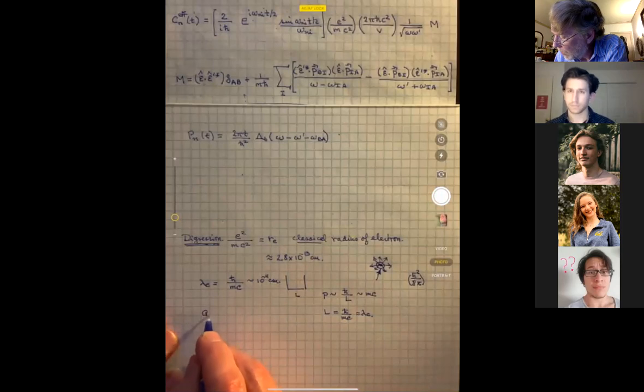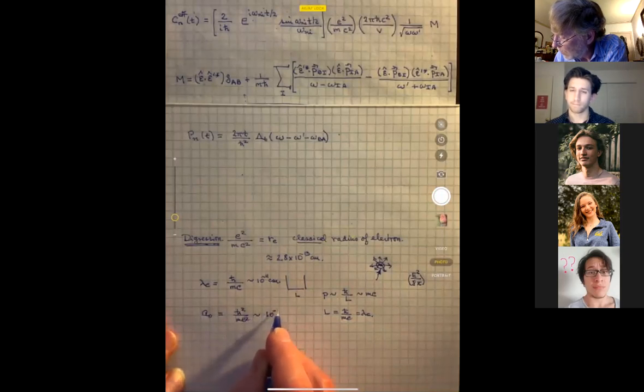This is something like 10 to the minus 11 centimeters. And then finally, there's the Bohr radius a naught, which is equal to h bar squared over m e squared. And you know what that is? That's roughly about 10 to the minus 8 centimeters. It's about half an angstrom, very roughly.